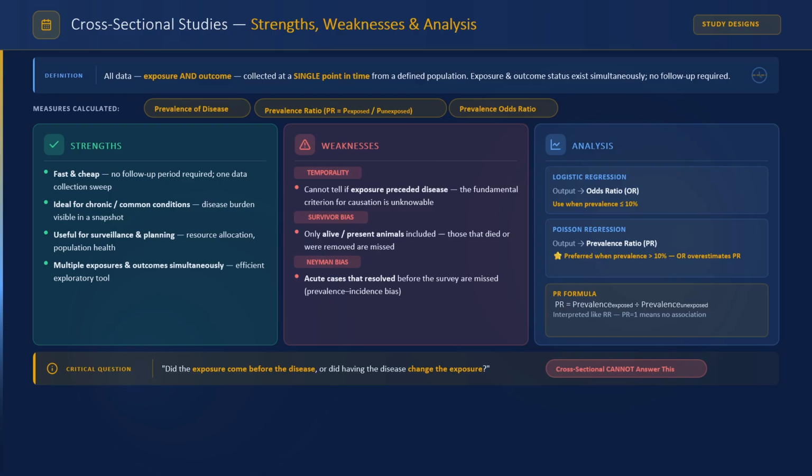On analysis, logistic regression gives you an odds ratio, appropriate when prevalence is at or below 10%. When prevalence exceeds 10%, prefer Poisson regression, which yields a prevalence ratio, because the odds ratio will overstate the prevalence ratio. The question cross-sectional design can never answer: did the exposure come first, or did the disease change the exposure?